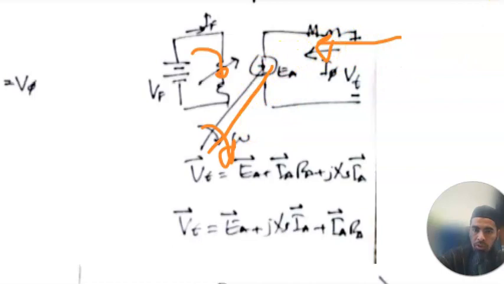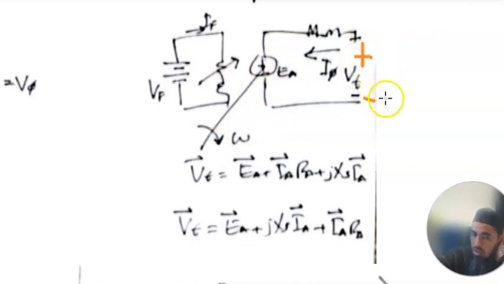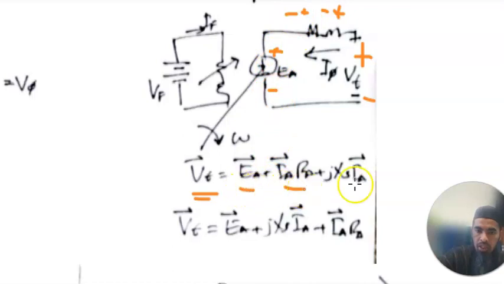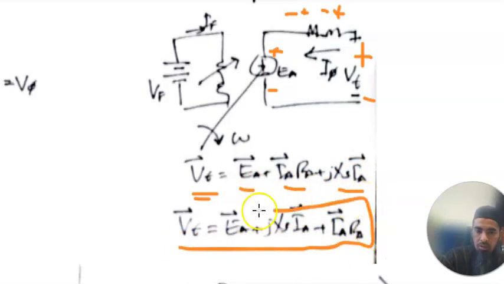Okay. So in the equation, the source of your voltage here is the highest part. So VT is your source. You will drop across your IARA, drop across your EA, JXSIA. Or you can rewrite it so that you are able to draw your phasor diagram easily: VT equals EA plus JXSIA plus IARA.